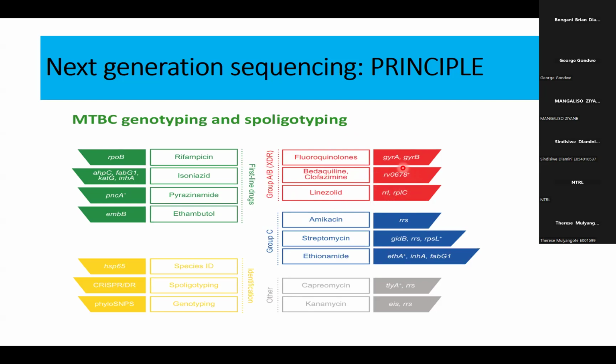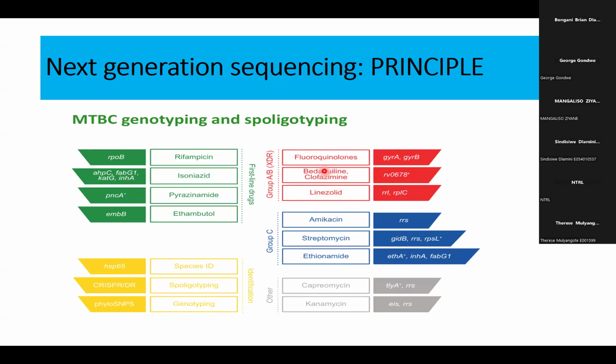Rv0678 is the gene of interest for bedaquiline and clofazimine. Why is it key for us? Also gyrA and gyrB for fluoroquinolones, and also linezolid. These drugs, except for pretomanid because it's not here, are the main drugs forming the second line regimen, the BPaLM regimen, because you've got your bedaquiline there, and you've got your pretomanid. Unfortunately it's not here; it's not yet part of the scope.